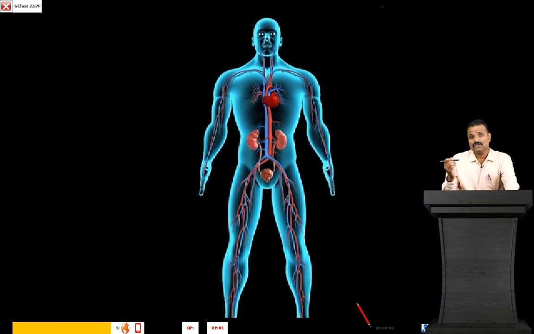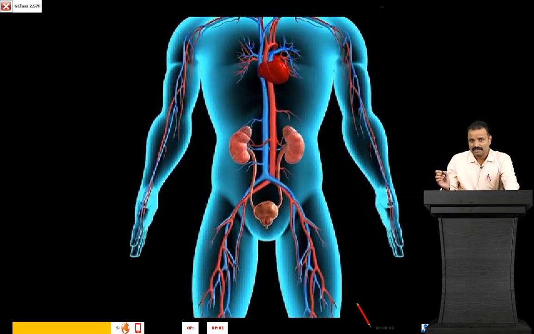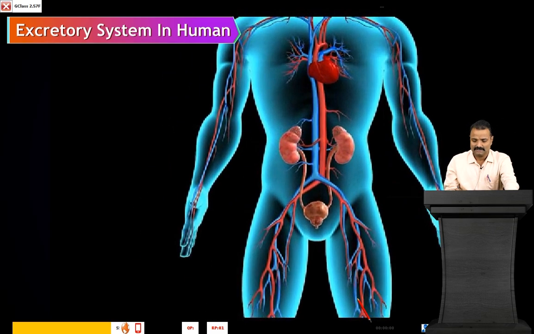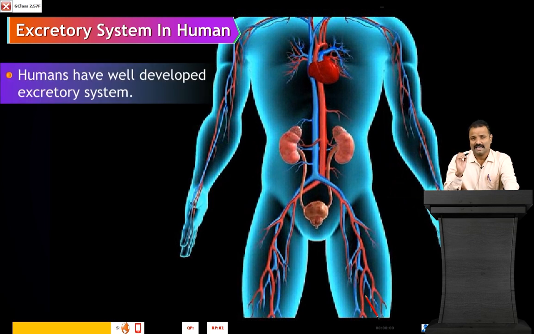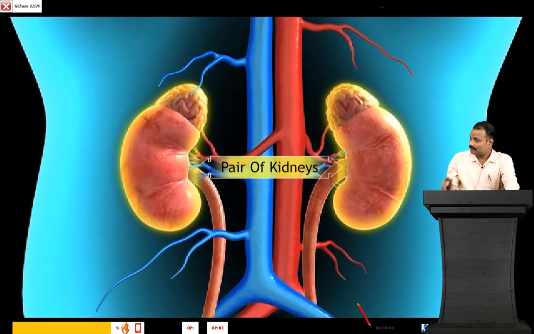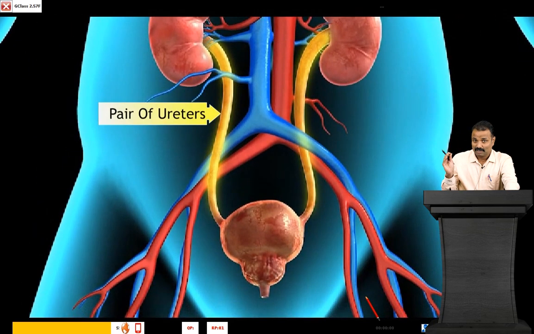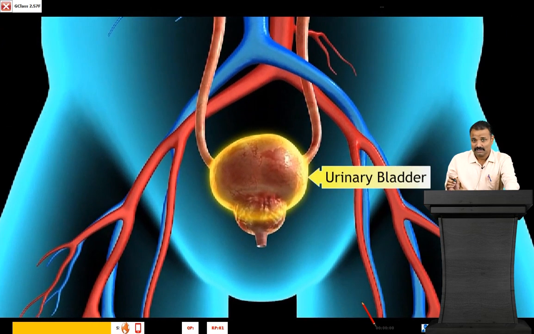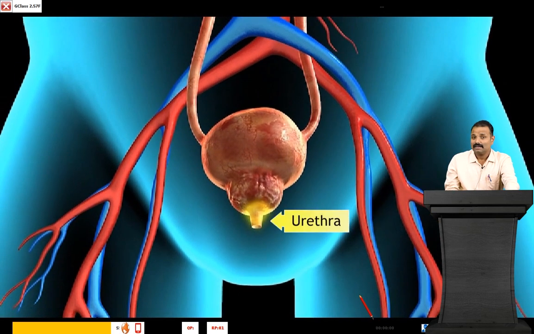Now students, in humans, the excretory system is very well developed. Indeed, it has many important components or parts in it. So let me show you different parts. At first, here you can see it has a pair of kidneys, and next a pair of tubes called ureters, and next to it a bag-like structure called urinary bladder, and at last it is urethra.